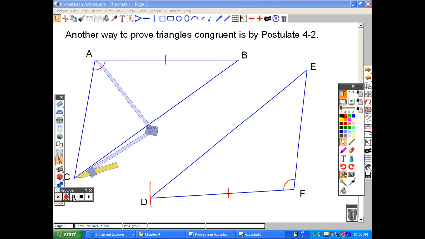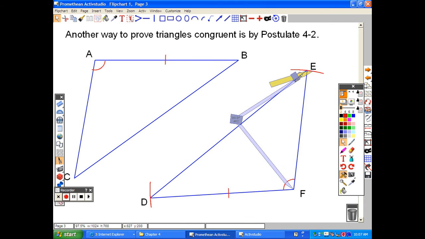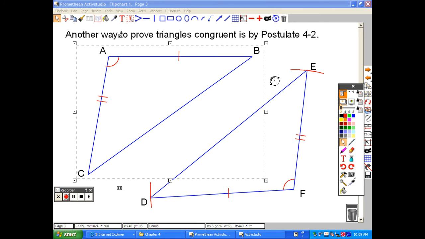And the length of AC, I'm going to compare that to EF. And what we see there is that those 2 are going to be the same length. So what we have right now is our 2 congruent sides and the included angle. Now that's the key part of this whole theorem, the included angle, the angle that's between those 2.